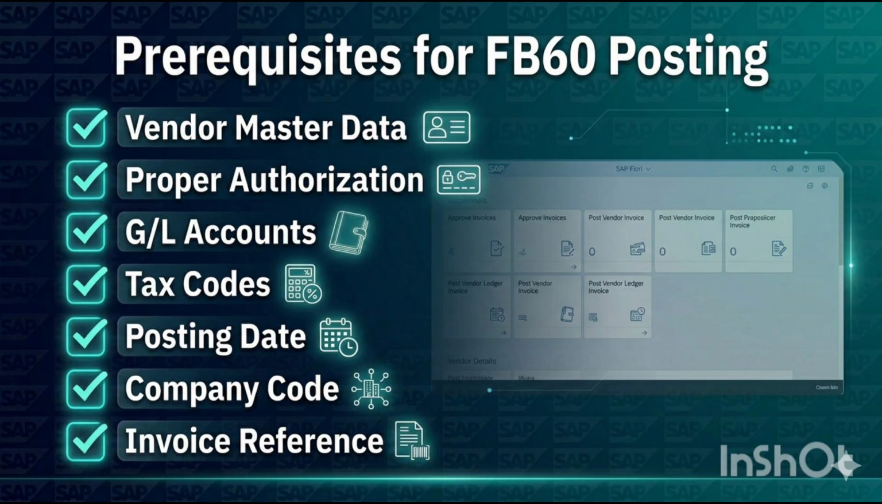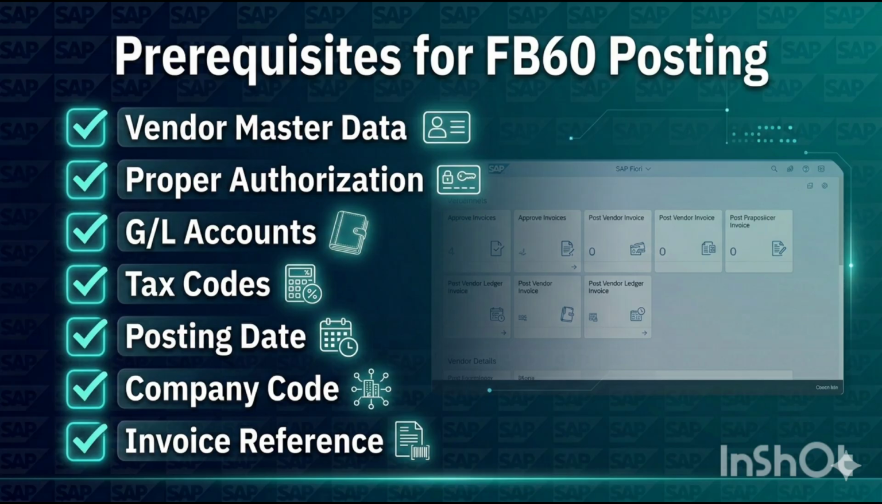Having the invoice copy ready with all details like invoice number, date, amount, and tax breakdown is highly recommended. Missing any of these can lead to errors or rejection of the document. Always double check these items before you begin. So in the next step, we will see how to actually access the transaction FB60.